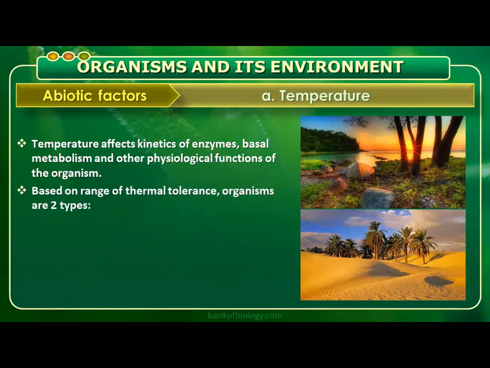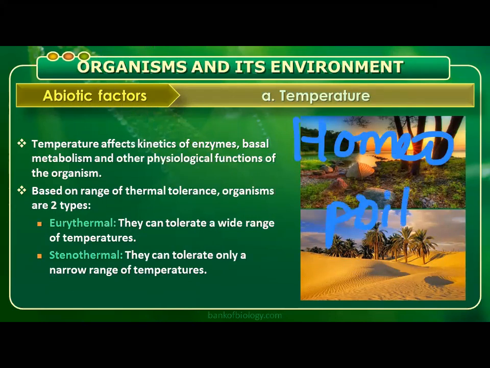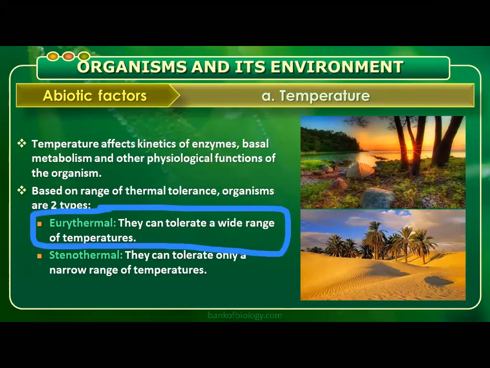Based on the range of thermal tolerance, organisms are of two types: eurythermal and stenothermal. Now we are seeing two types of organisms based on their tolerance, in other words homeothermic and poikilothermic. We should correlate homeothermic and poikilothermic with eurythermal and stenothermal. Let me correlate. Eurythermal organisms can tolerate a wide range of temperature.